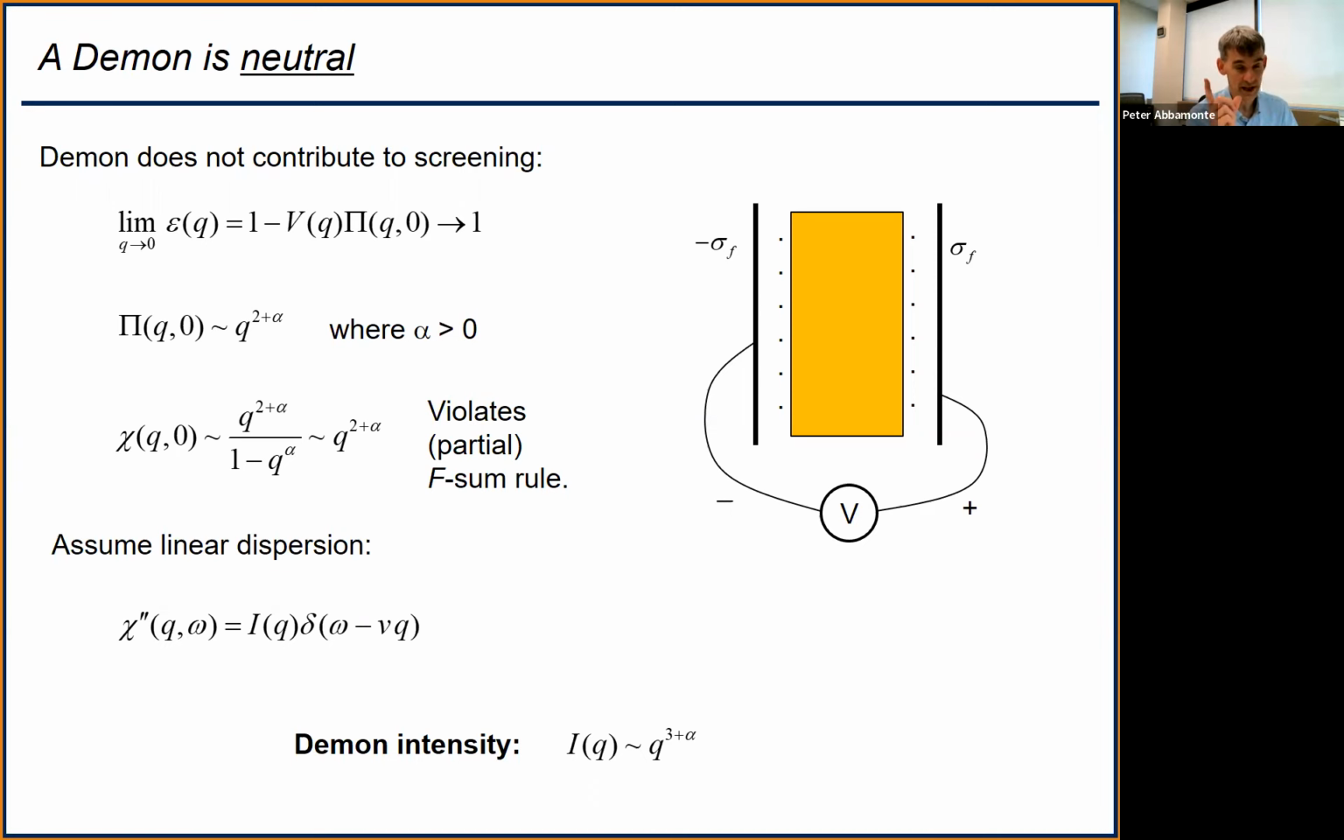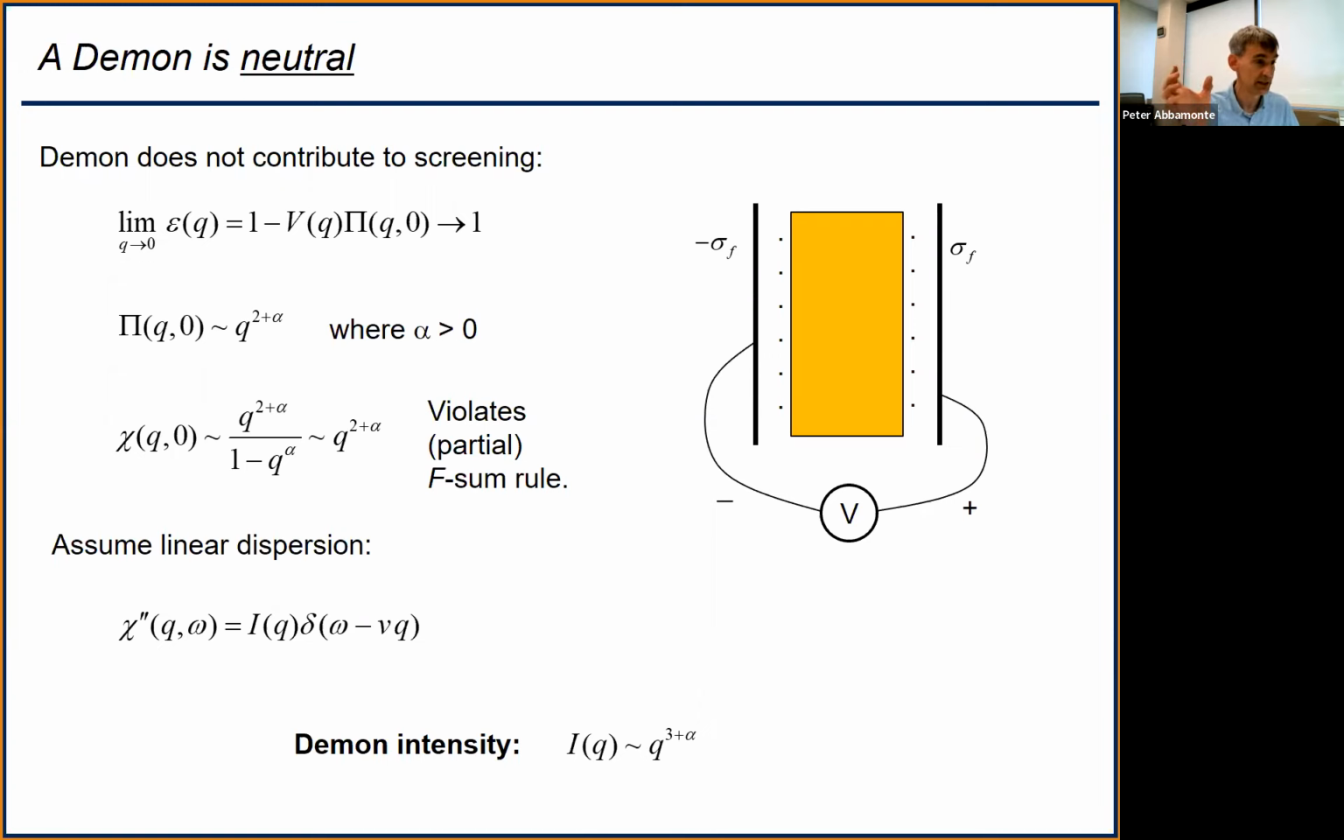Unlike a plasmon, where moving the dynamical coordinate builds up charge on one face of the material and depletes it from the other one, in the case of a demon, if I displace the coordinate, I don't build up any charge on either face, because the two currents cancel one another. So there's no buildup of charge on the boundaries, meaning there's no Coulomb cost to making this thing, which is why it's gapless.